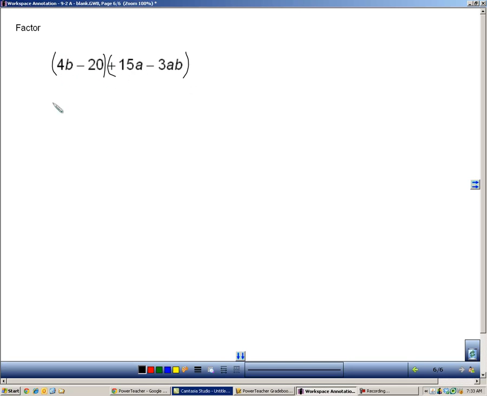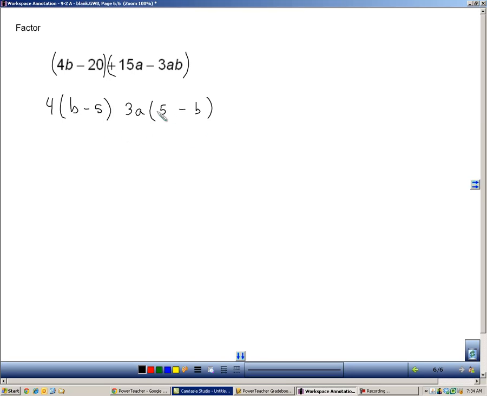We'll group them and take out a 4 in the first group, leaving a b minus 5 behind. Now in the second group, I'm going to take out a 3 and an a. But if you notice, if I take out a 3 and an a, I'm going to be left with a 5 here in the front, and I'm going to be left with a minus b. That won't work because these two groups don't match.